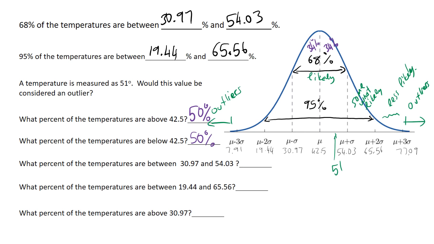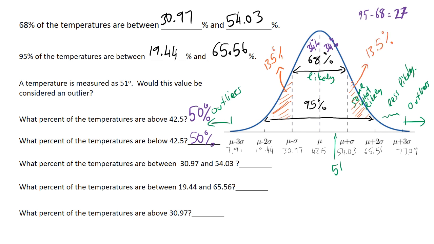We can also see that the difference between 95 and 68 is 27. 95 minus 68 is 27, and that 27 represents the 2 standard deviation away parts, this part and this part together. Because those parts are also symmetrical by the mean, each of these parts would be half of 27, which would be 13.5%. So this area would also be 13.5%.